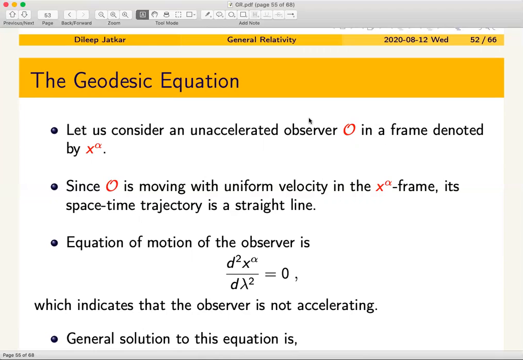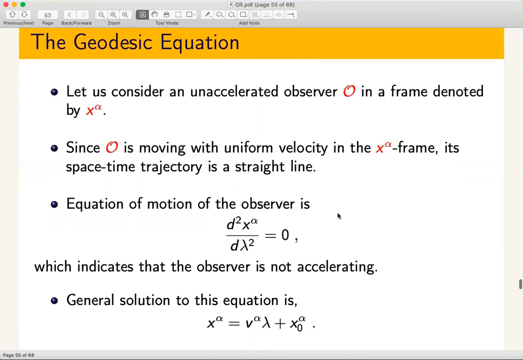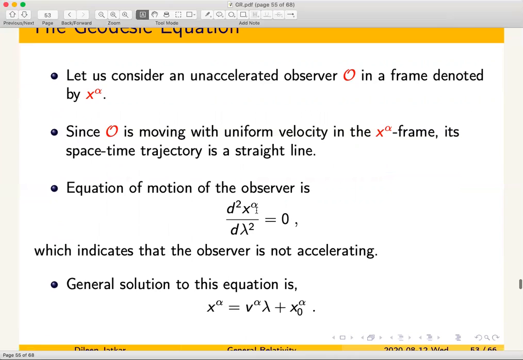Okay, and for uniform velocity, you would typically have a straight line space-time trajectory. This is something we know from special theory of relativity. The equation of motion for an object which is undergoing a uniform velocity is d²x^α/dλ² = 0, where λ is parameterizing the world line trajectory of the observer. Setting this second derivative to 0 basically is a statement that the observer is not accelerating. So that is the equation that we write down.